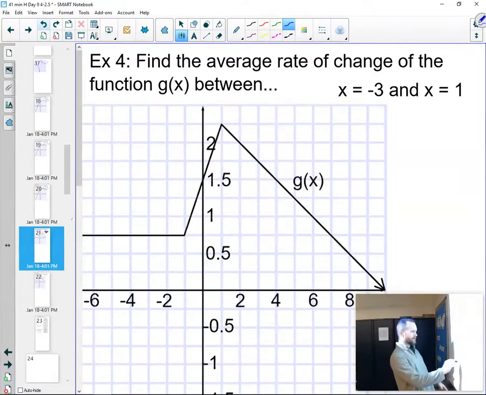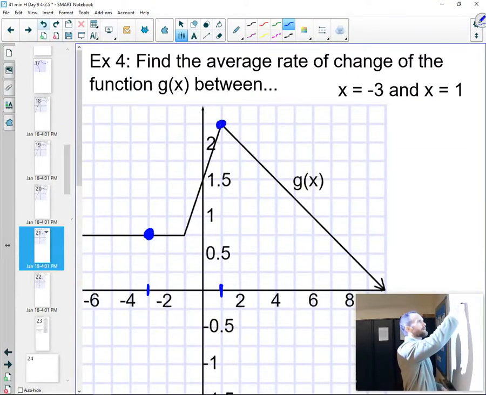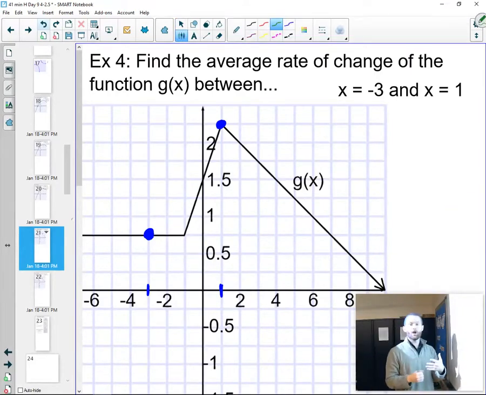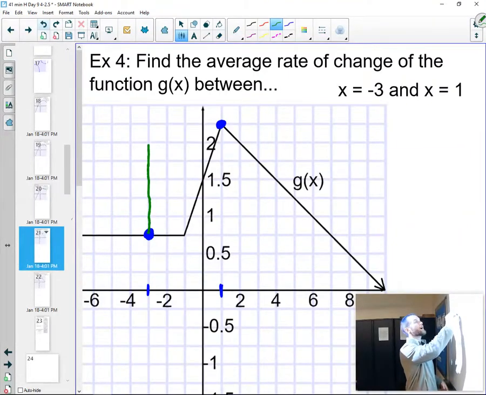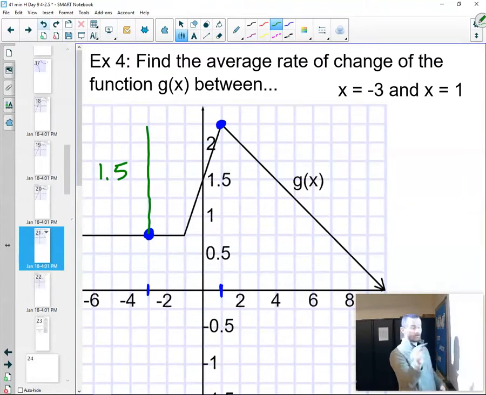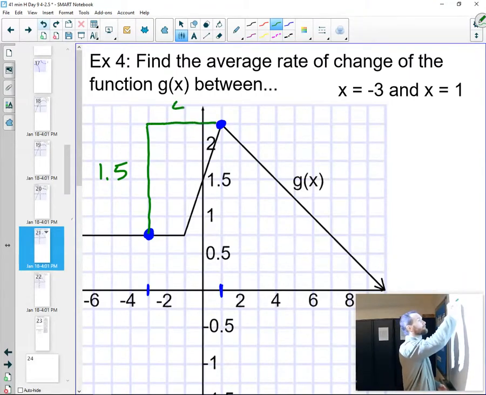So x equals negative 3 is right here. Hits the function right there. X equals 1 there. Hits the function right at the top. Now we find our rise over run. But remember, we have to be careful when we're counting because the y units are going up by 0.25. So let's count carefully. 0.25, 0.5, 0.75, 1, 1.25, 1.5. So that's going up 1.5 since we're going up by increments of a quarter. And then the x values are just going up by increments of 1. So it's 1, 2, 3, 4.